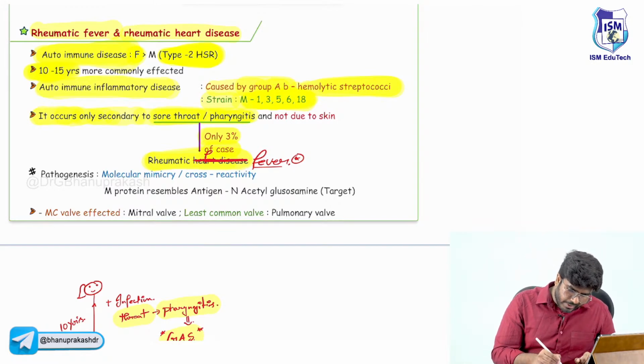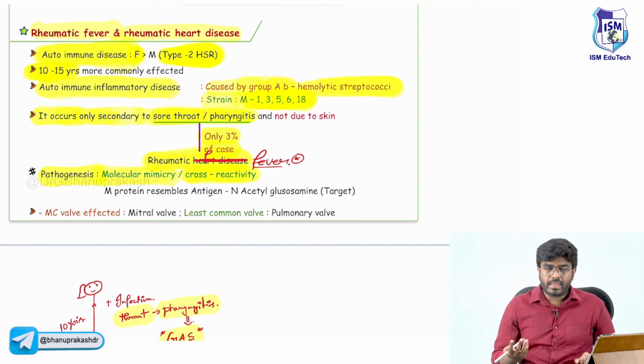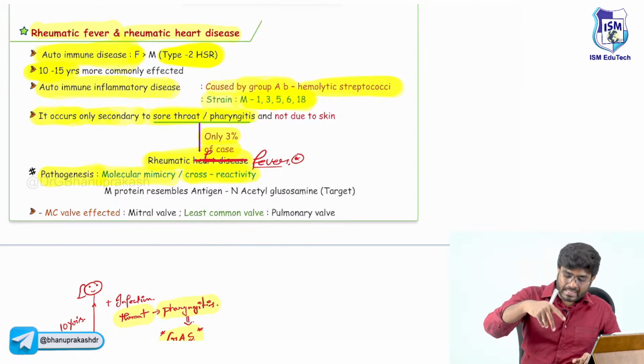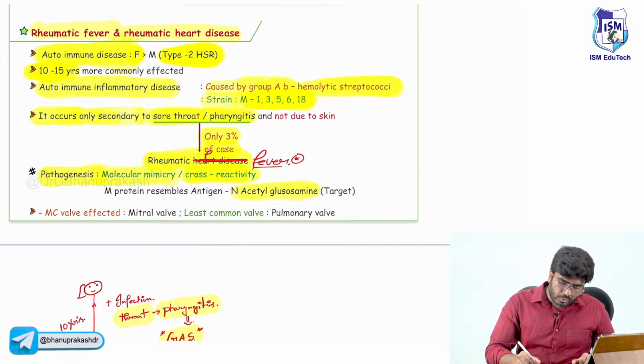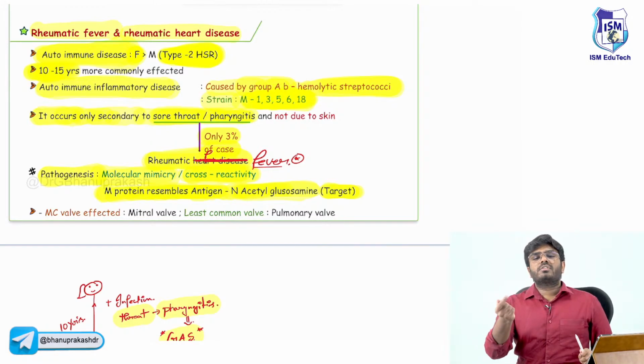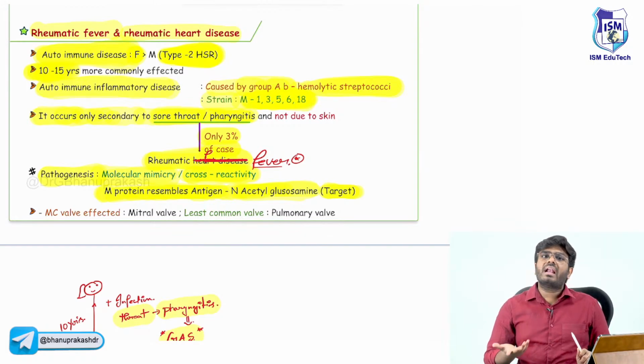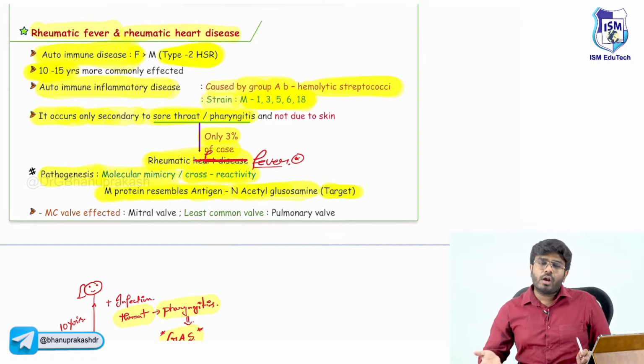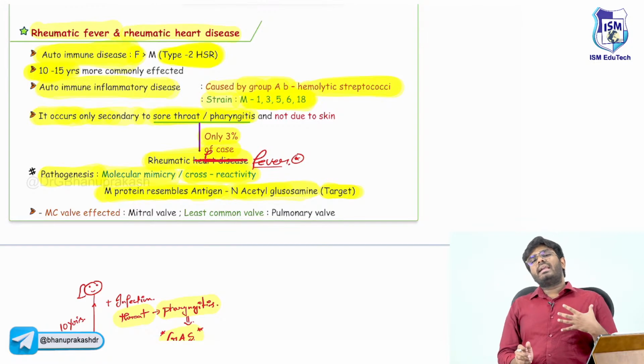Now, what is the pathogenesis? Explained to you, the pathogenesis is molecular mimicry or cross reactivity. Antibodies are mistakenly attacking the N-acetyl glucosamine. So, the target here is the N-acetyl glucosamine. So M protein resembles which antigen in the body? N-acetyl glucosamine. Now, these antibodies will also start to attack the heart, leading to carditis, heart involvement. If the heart is involved, then it is called rheumatic heart disease.